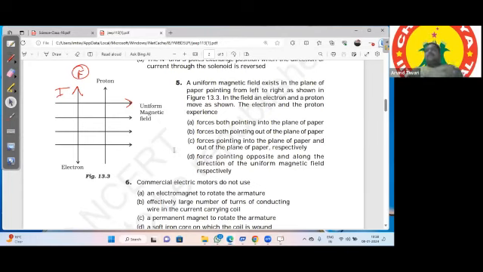So arrange your fingers like this: middle finger pointing upward, forefinger like this, and you see your thumb will point in the inward direction. So the force experienced will be into the plane of paper. Similarly, for the proton, they are moving upward and the direction of current will also be upward since protons are positively charged. So here the direction of current will be the same, and hence they will also experience a force into the plane of paper. So your option A will be correct. Forces both pointing into the plane of paper.